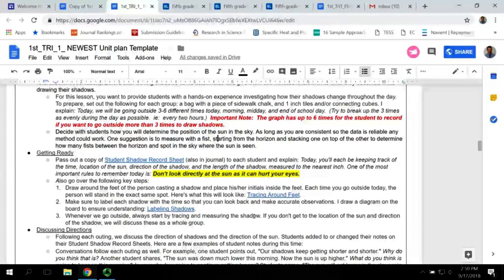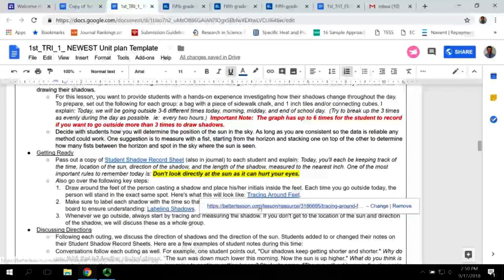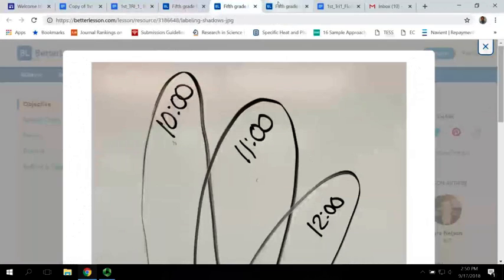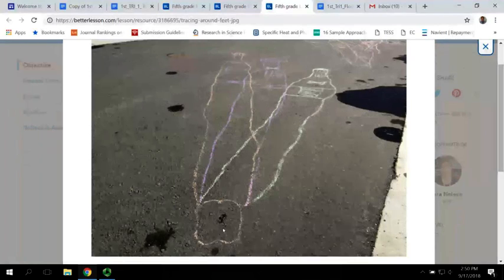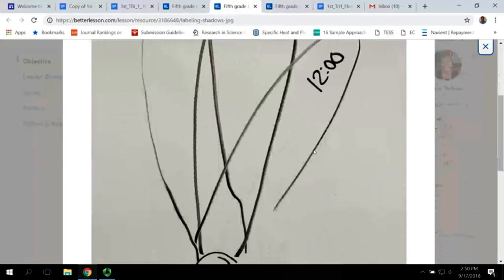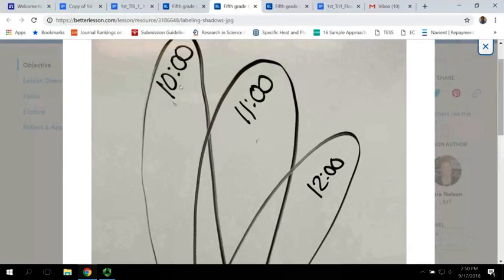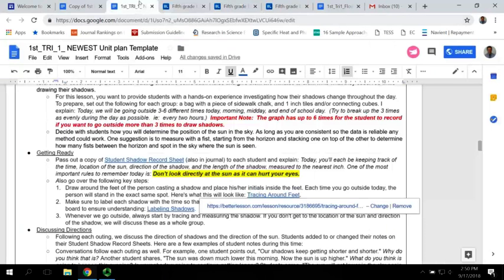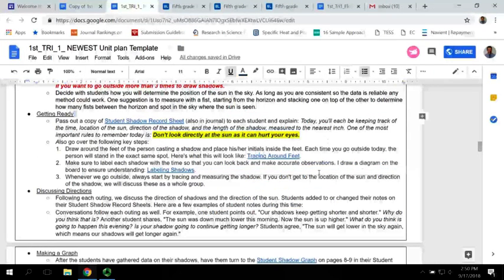There are some pictures here to show you how this would look. So this is what the shadows would look like. They would make sure to trace around their feet. And then this would be a certain time, this would be a certain time, this would be a certain time. And then on a piece of paper, they would also write down these numbers. This was the times, this is where it went. And this might take more than one day. It might take a day of just going out and collecting that.